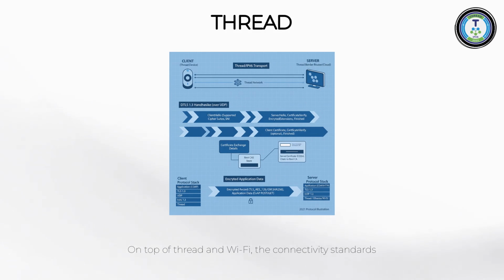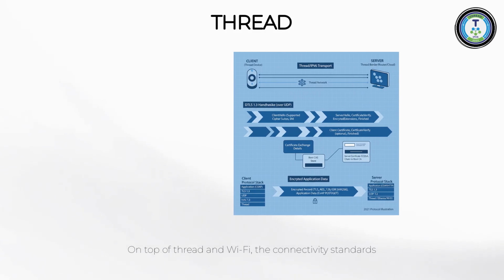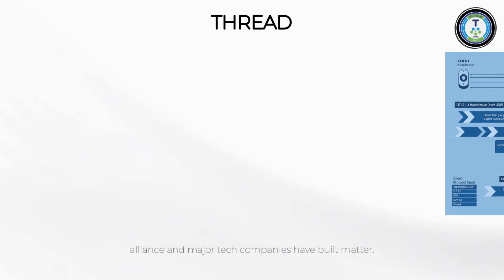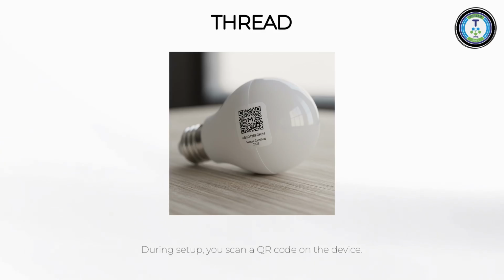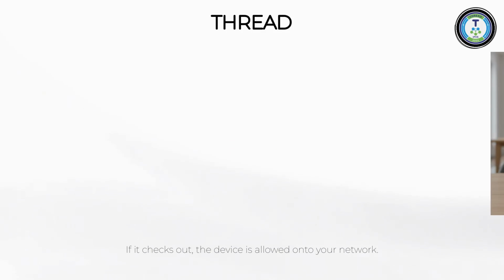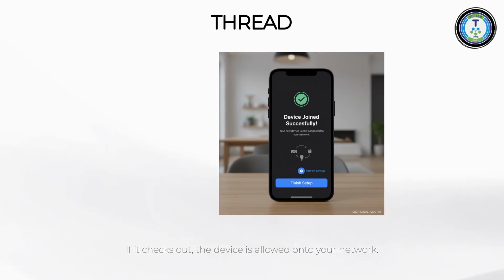On top of Thread and Wi-Fi, the Connectivity Standards Alliance and major tech companies have built Matter. Matter defines how devices describe themselves and their features. A Matter-certified light bulb exposes standard attributes for on-off, brightness, and color that any Matter controller can read. During setup, you scan a QR code on the device. Your controller verifies the device's attestation certificate against a list of trusted manufacturers. If it checks out, the device is allowed onto your network.